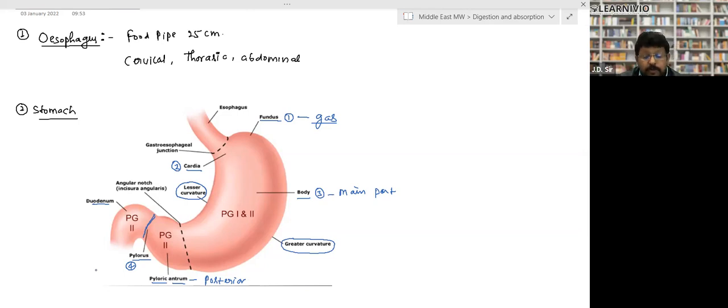What is the function of the stomach? The function of the stomach is to churn and break up the food with gastric juice. Next, partial digestion takes place at the stomach.